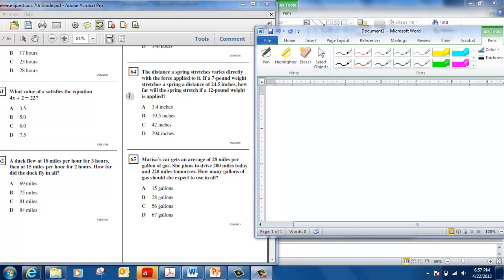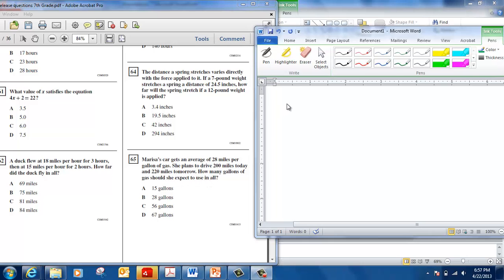Okay, so let's take a look at number 65. It says Marissa gets an average of 28 miles per gallon of gas. She plans to drive 200 miles today and 220 miles tomorrow. How many gallons of gas should she expect to use in all?